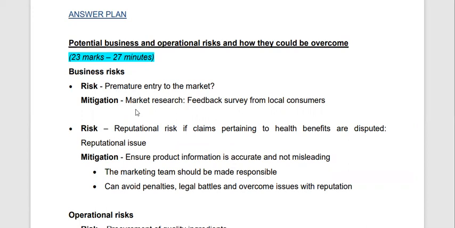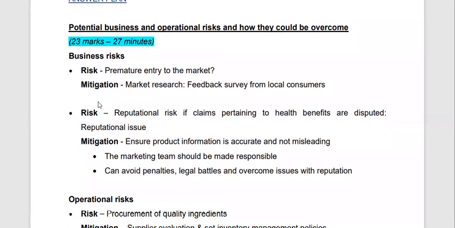We have to conduct additional market research. And on top of that, when carrying out market research, it's better if we can seek feedback from local consumers based in these three countries. So it's better to conduct a feedback survey and try to determine the attitude or the demand towards infused teas within these three countries. So that's how you get rid of the first risk.